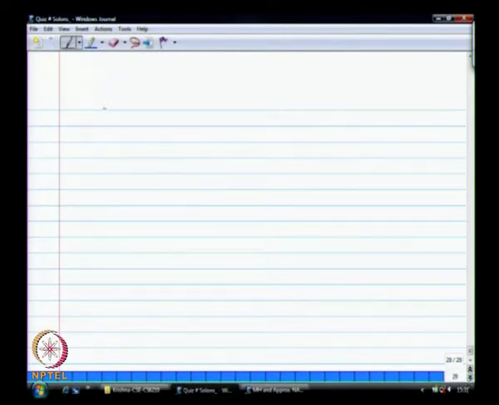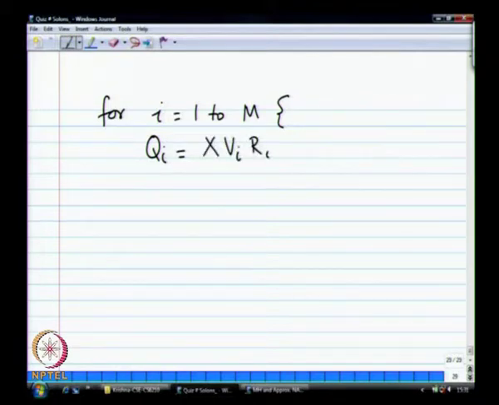Then again, remember how we computed Qi is equal to x into Vi into Ri. We recently calculated Ri, and x is also recently calculated, so we update the values of Qi. This is basically Qi of 1, if it is a fixed capacity server or also a delay center, it does not matter.